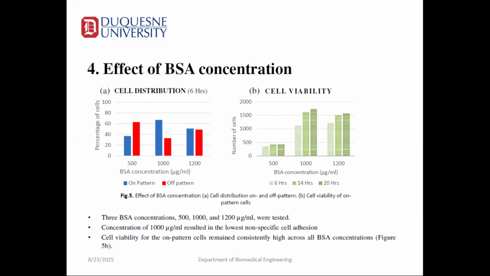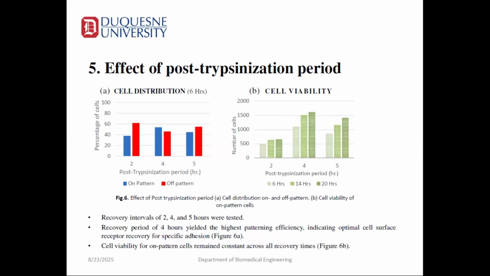Secondly, we tested various BSA concentrations, 500, 1000, and 1200 microgram per ml, for preventing non-specific attachment and to identify the optimal level of passivation. 1000 microgram per ml BSA resulted in the lowest level of off-pattern cell attachment, forcing cells to adhere only to the destined pattern.